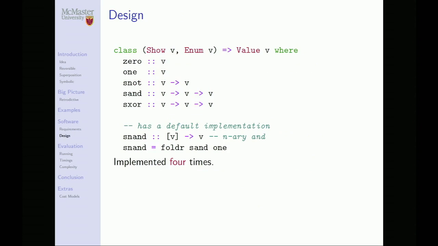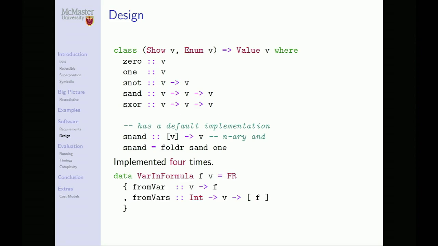For those of you who know finally tagless, you will be massively unsurprised that I've used it. If you want to be generic over representations of values, and you're a Haskell programmer, you kind of pull that out. So 0, 1, not, and is the basic stuff you need. And n-ary and is useful too. And once in a while you want to optimize it, you throw it in the class as well. And we have four implementations of that. One numeric, three symbolic. So it's really useful to have a class for that.